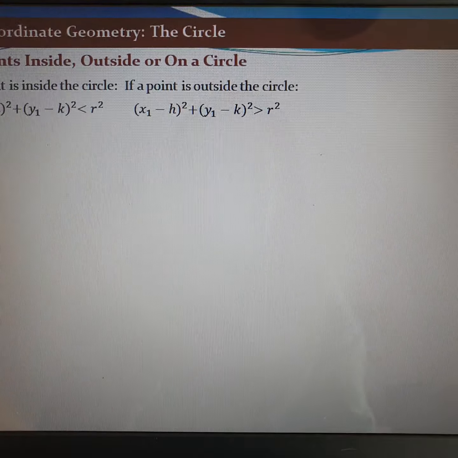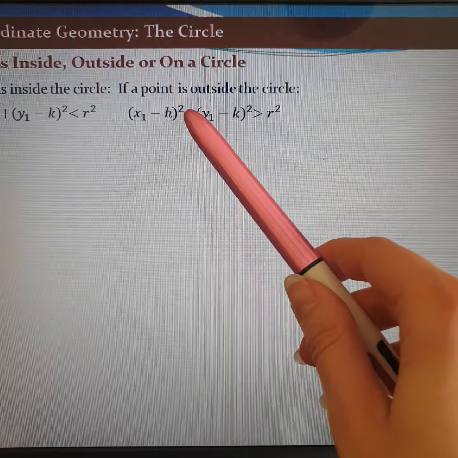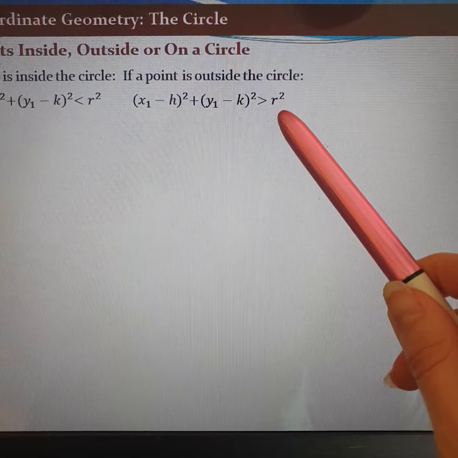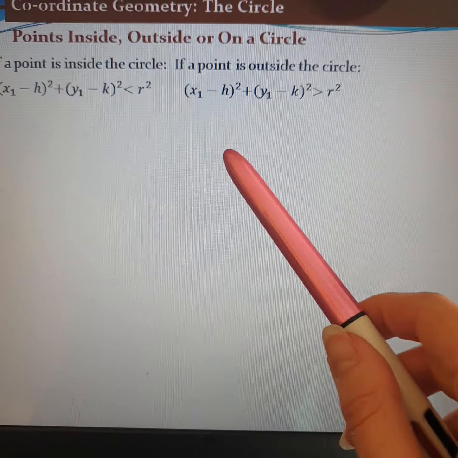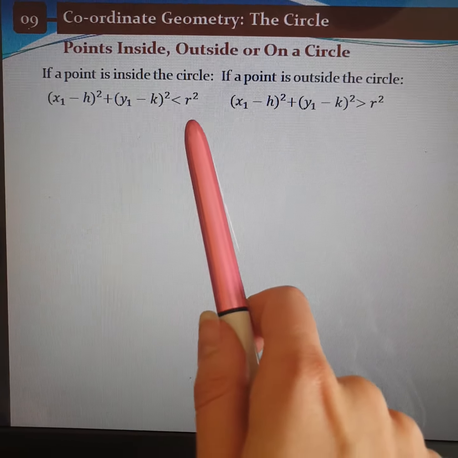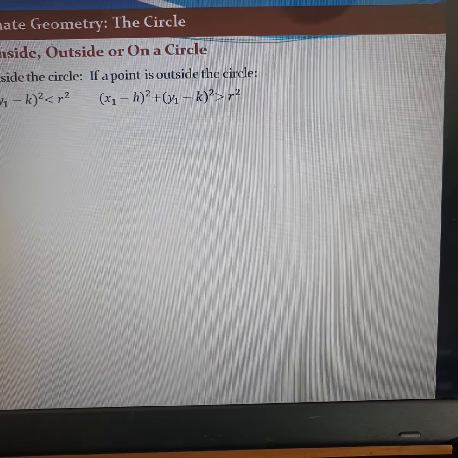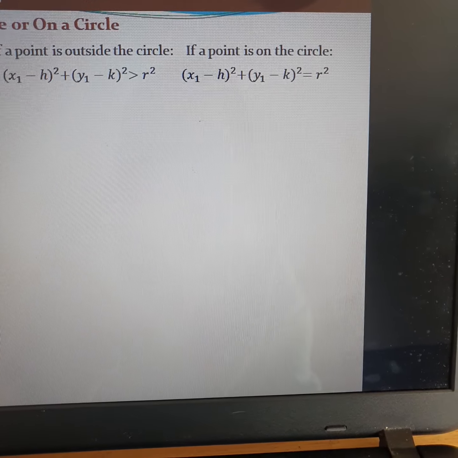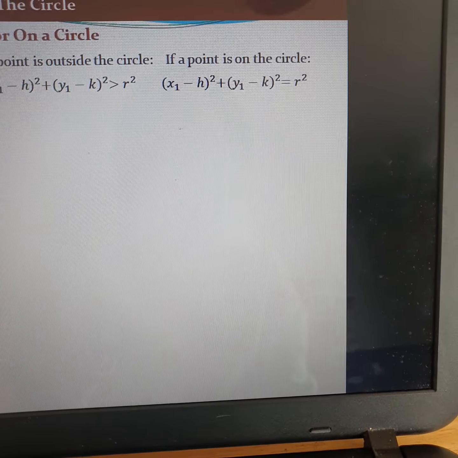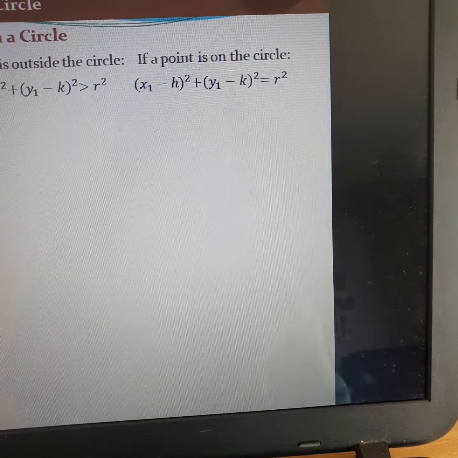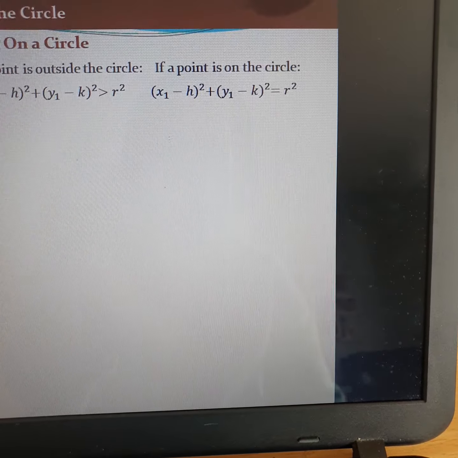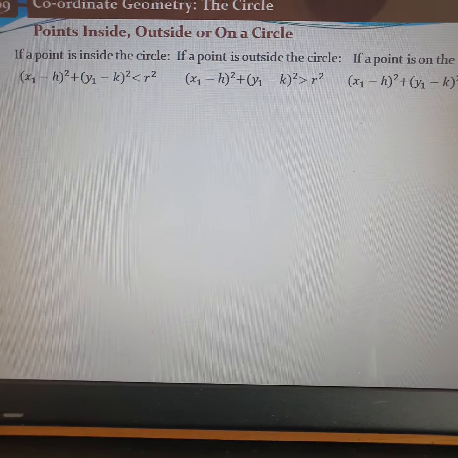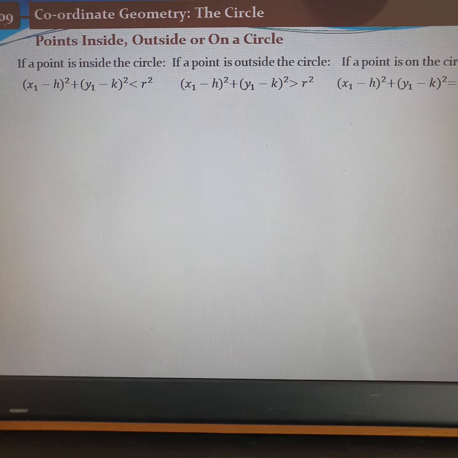So if a point is outside the circle, then (x1 minus h) all squared plus (y1 minus k) all squared would be greater than r squared, okay? And that also makes sense, doesn't it? So inside the circle would be less than the radius squared, greater than radius squared is outside the circle. And obviously then, if the point is on the circle, then (x1 minus h) all squared plus (y1 minus k) all squared is equal to r squared. Okay, so that's another way of showing whether a point is inside, outside, or on the circle.